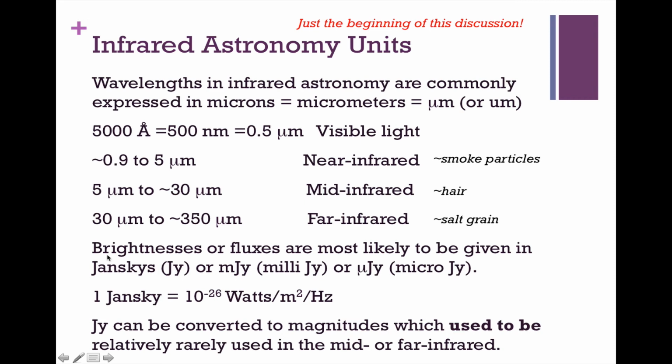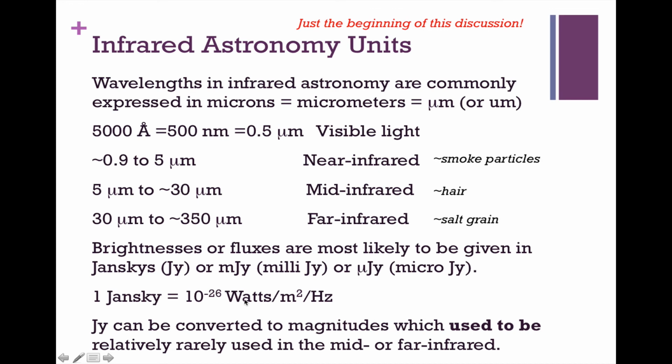Brightnesses or fluxes are most likely going to be given in Janskys. This is named for Carl Jansky, so it does have a capital J, and it abbreviates to Jy. And the plural is spelled Janskys like this because Jansky is a name. You can also find them in millijanskys or microjanskys. 1 Jansky, if you want to convert it to SI units, is 10 to the minus 26 watts per meter squared per hertz.